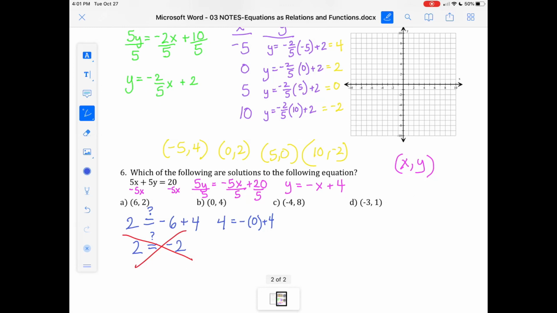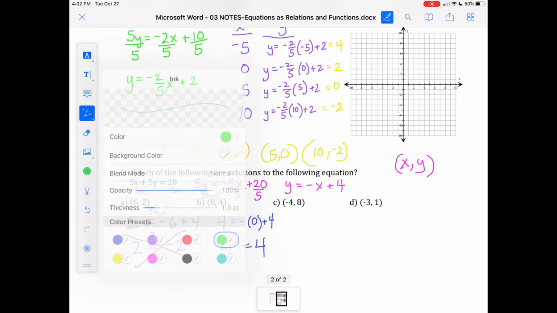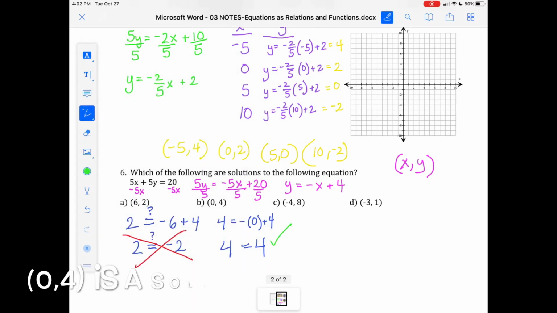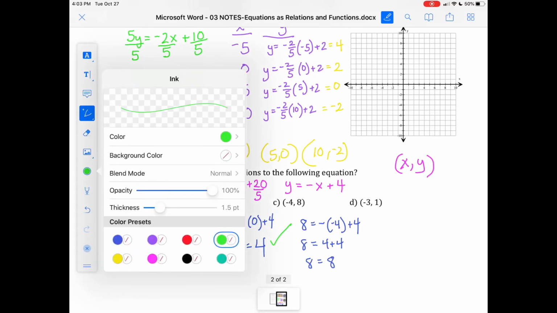Next, we try 0, 4. So we plug in 4 for y, 0 for x. So does 4 equal 4? Yes. So 0, 4 is a solution. Then we move to the third ordered pair, and we plug in 8 and negative 4 for our y and x. So we get this statement, which leads us to 8 equals 8. That's also a solution.